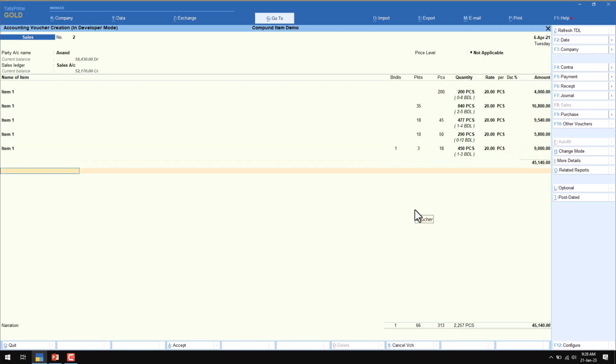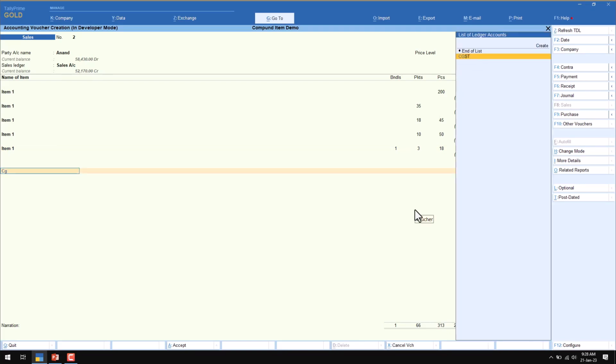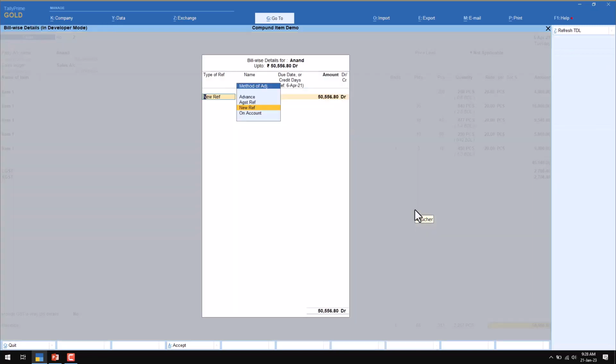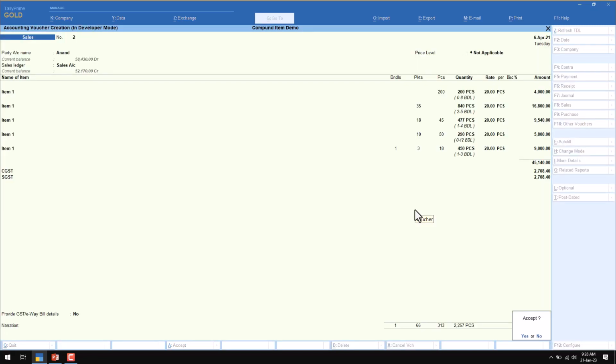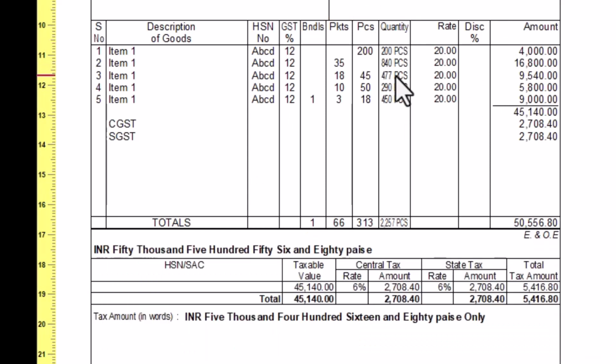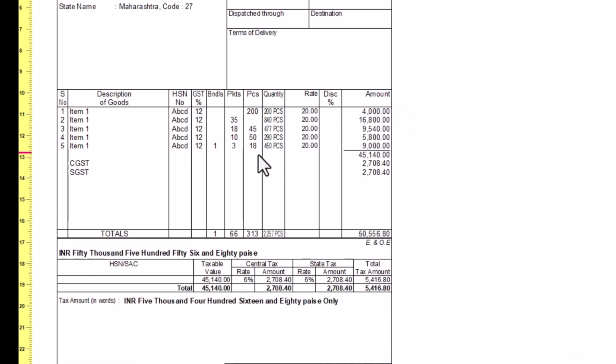After entering all these, we apply CGST and SGST and make the invoice. On the invoice print, we can also easily mention how many bundles are given to you. So these are the bundles, packets and total measuring also given. This is a beautiful invoice. When it comes to the customer, they also understand how much quantity was taken. Here it is not only pieces, it shows the bundles, packets and pieces also.